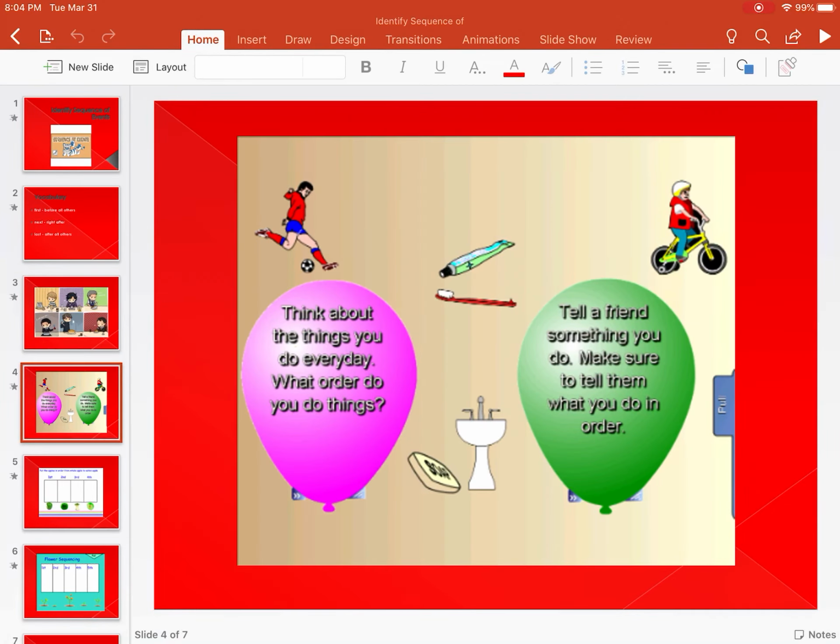Okay, so then think about the things that you do every day, and what order do you do them? For example, when you wake up in the morning and you brush your teeth, you brush your teeth and you floss. You do things in order. You wake up, go to the bathroom, brush your teeth, have breakfast, then get ready to go to school, and you do that every day, and it's in order.